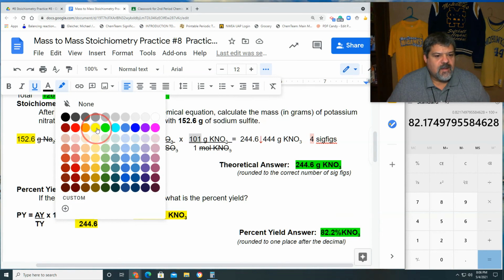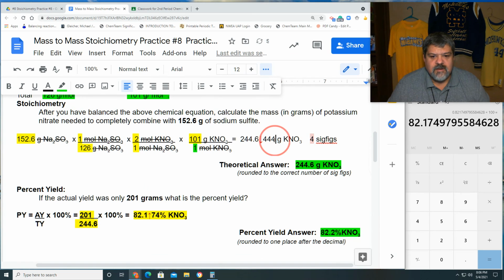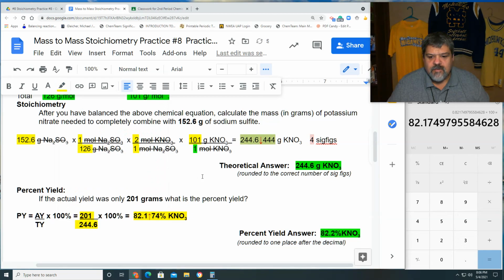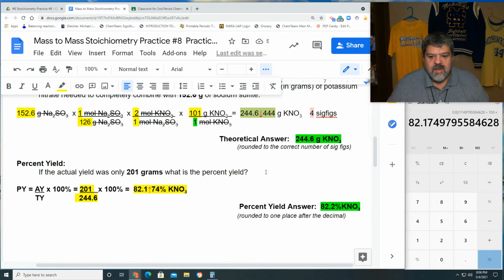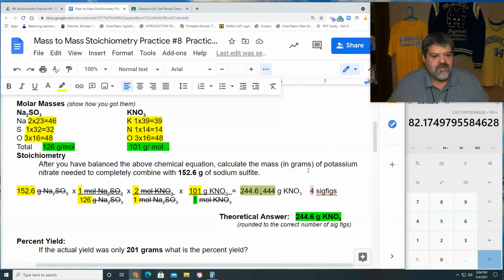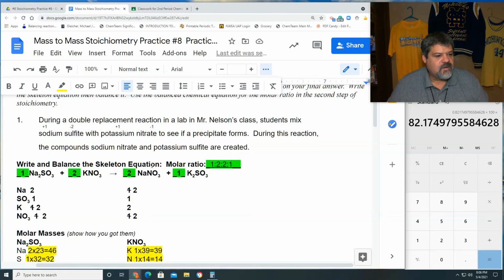So once I get finished here, we're pretty much done with this question, and let's just go ahead and highlight that one. That's our last one to highlight. There we go. There's our answers. 82.2% is our percent yield. Our theoretical yield was 244.6 grams of potassium nitrate. And our balanced equation, our molar ratio, was 1 to 2 to 2 to 1.